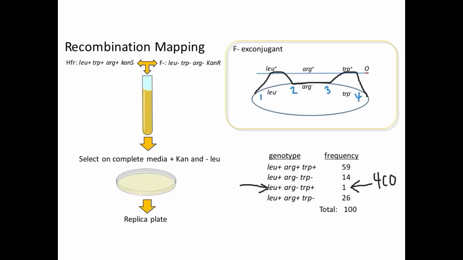And if we didn't know the exact order of all of the genes, we could look at the least frequent class that has 4 crossovers and determine the gene order, where the Arg minus, or the one that's in the middle, is going to be the one that is different than the other two. So it's the auxotrophic marker that's different from the other two. And that one, for the least frequent class, has to be the one in the middle because that's the only way 4 crossovers would result in that genotype.